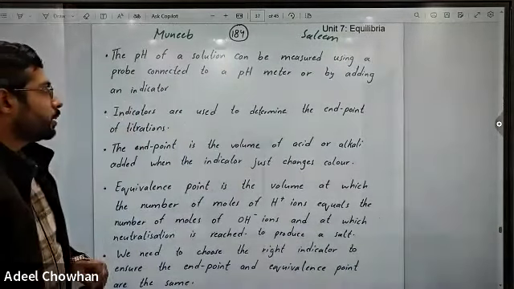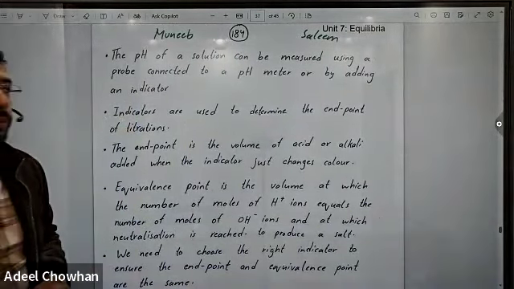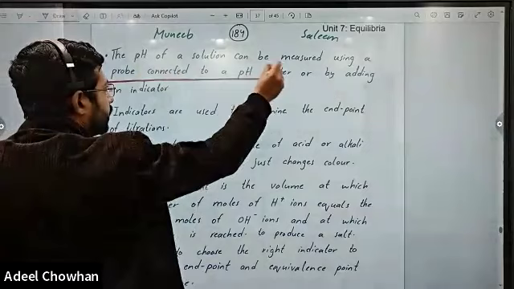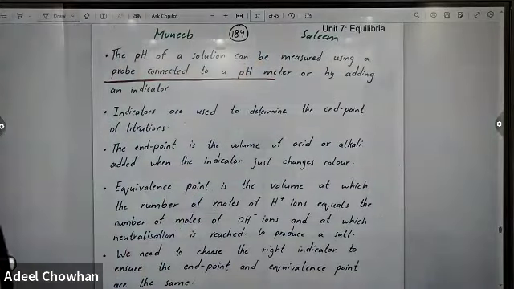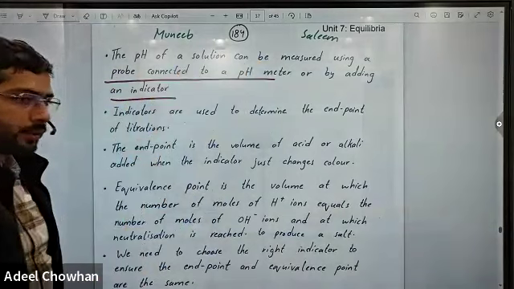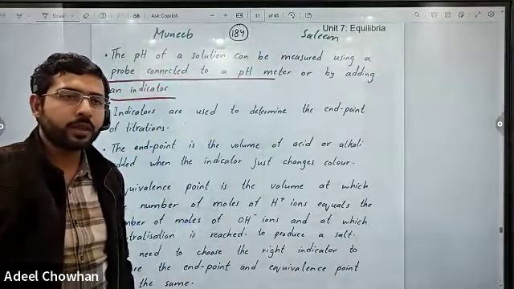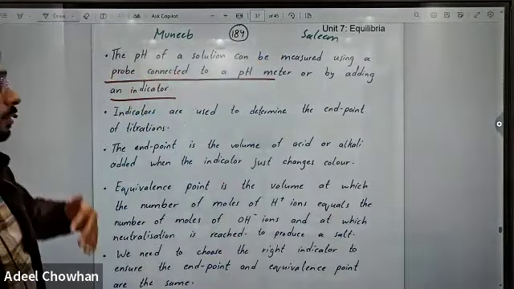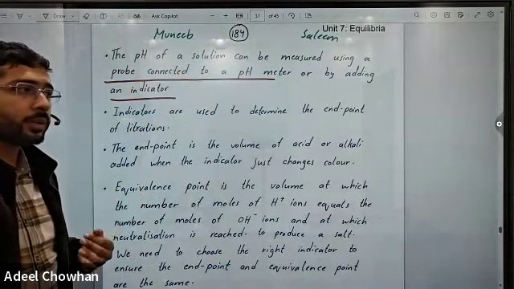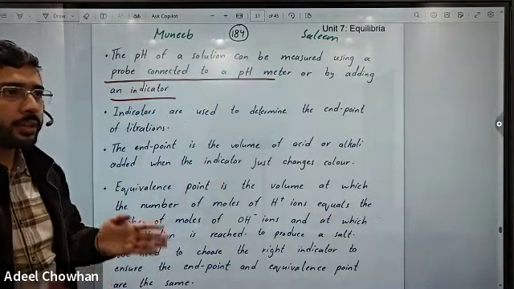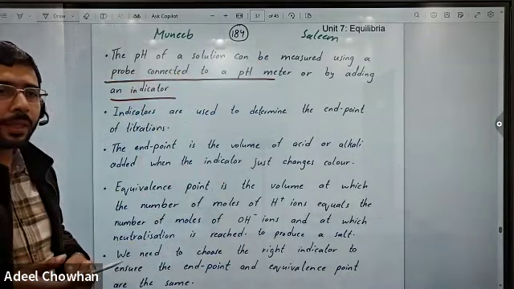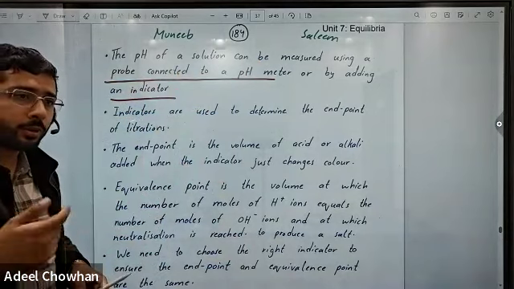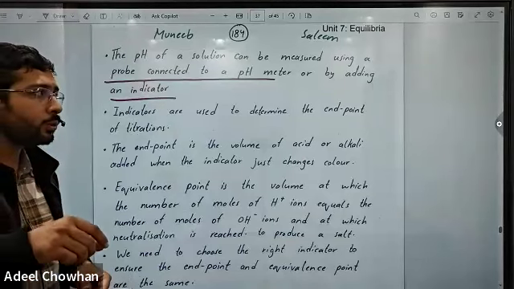The pH of the solution can also be measured using a probe connected to a pH meter, or by adding an indicator. So these are the other ways to find the type of the acid. The pH meter or a probe is again the same thing, just like we said about the electrical conductivity probe. They are digital devices, and we have a pen type shape or tube type shape connected to the device, which is dipped into the solution.